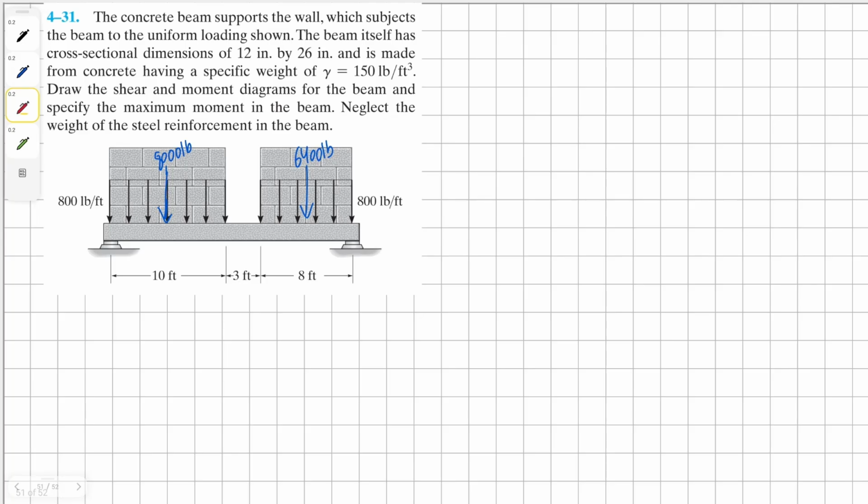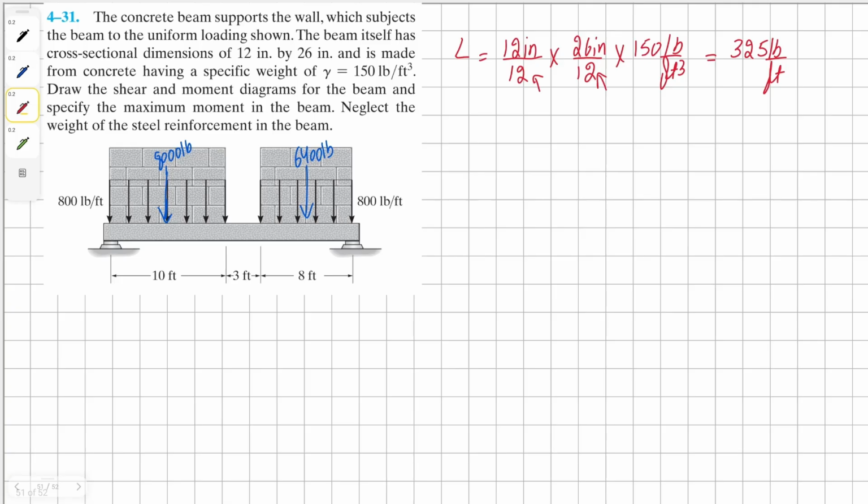Now let's convert the load of the concrete beam, which is going to be 12 inches divided by 12 times 26 inches divided by 12 times 150 pounds per cubic foot, and it is 325 pounds per foot. And if anybody doesn't know where this 12 came from, this is coming from the conversion from inches to feet.